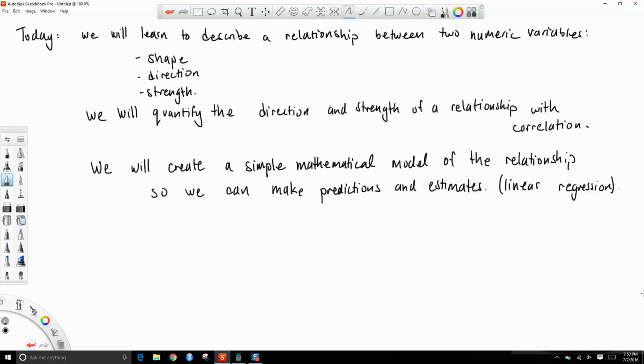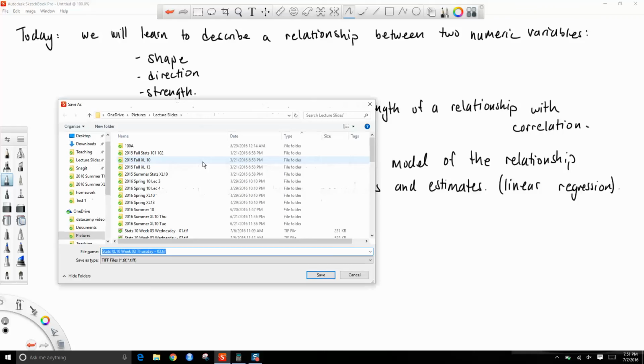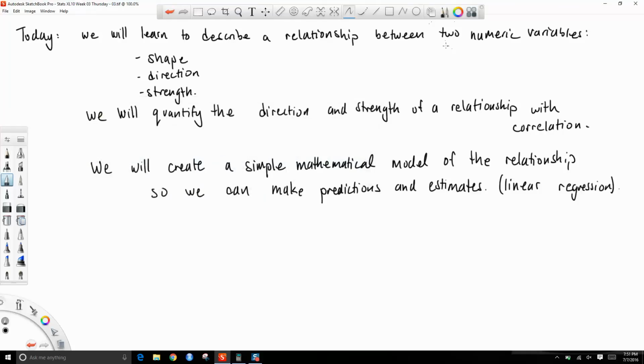Okay, so let's talk about describing the relationship using the shape, or describing the shape, direction, and strength of a relationship between two numeric variables. Okay, so again, it's very key that we're talking about two numeric variables. So the stuff we learn today cannot apply if one of the variables is categorical, or if you have more than two variables to look at. So we're looking at just two variables, or if you have less than two, it's not going to work. It's got to be two variables, and they both have to be numeric.